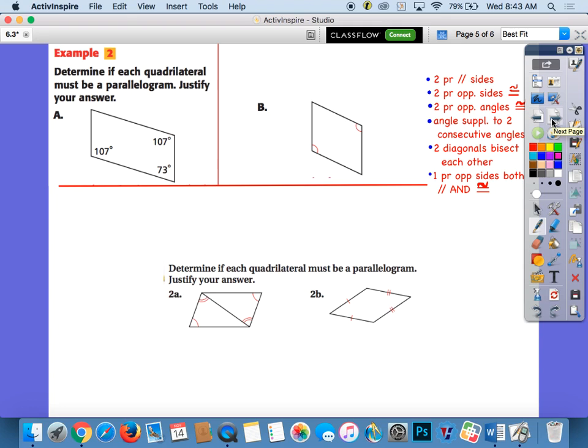All right, guys, something similar here. Here are all your reasons that we went through. Now we're not having to plug anything in. We're just checking out our diagram. Determine if each quadrilateral must be a parallelogram. Well, I have consecutive angles here. What did I just tell you guys? It's going to be screaming supplementary for you, that last theorem that we talked about. So in this case, the answer is going to be yes.